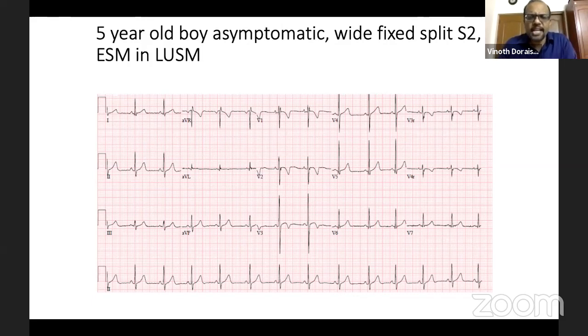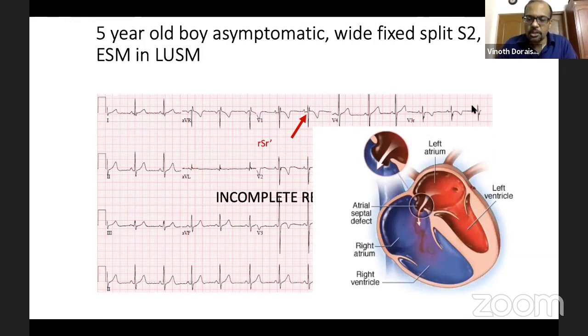So now you have a 5-year-old boy who is asymptomatic with a wide fixed split S2 and an ejection systolic murmur in the left upper sternal border. If you have an ejection systolic murmur in the left upper sternal border with a wide fixed split S2, the diagnosis is an atrial septal defect. So these patients will have an RSR dash pattern. It is a right ventricular conduction delay because the QRS complex duration you can see is normal. It is not more than 80 milliseconds. So this is called an incomplete right bundle branch block or right ventricular conduction delay, in atrial septal defect.